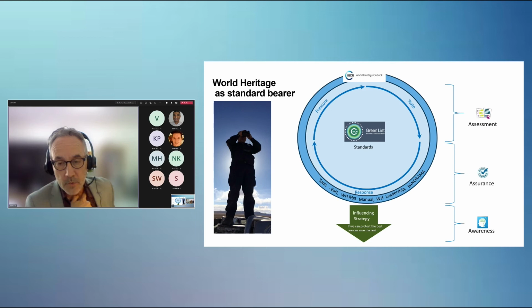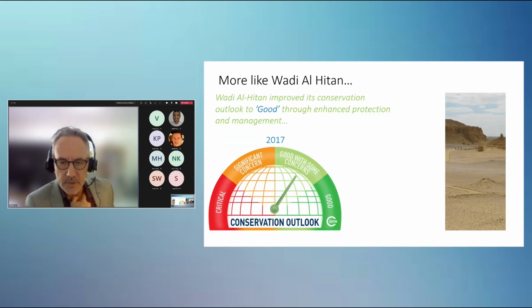We have World Heritage Outlook, which can really be our metric, our way of measuring success when we apply Green List standards on the ground, and then translating that success into communication through this influencing strategy. And we talk about this premise that if we can protect the best, we can save the rest. And I think that's how we need to really promote World Heritage and Green List.